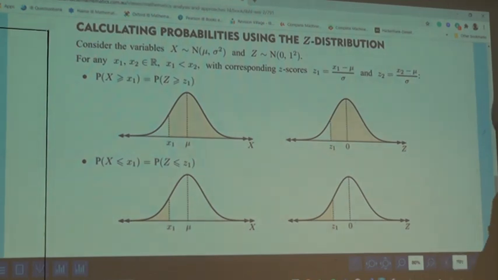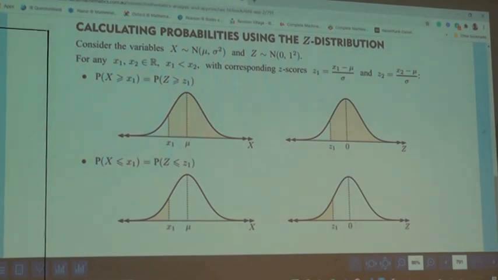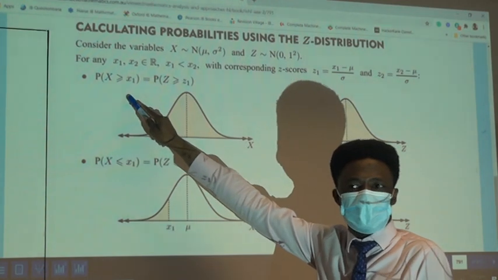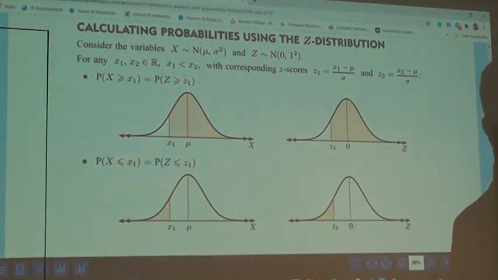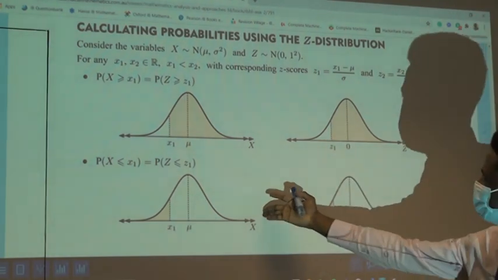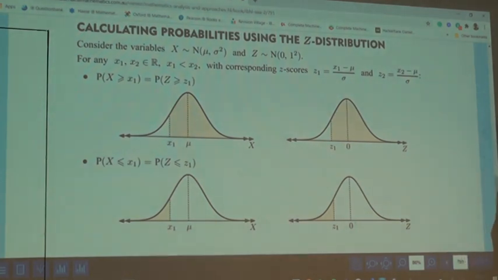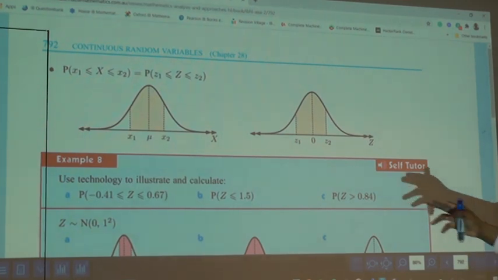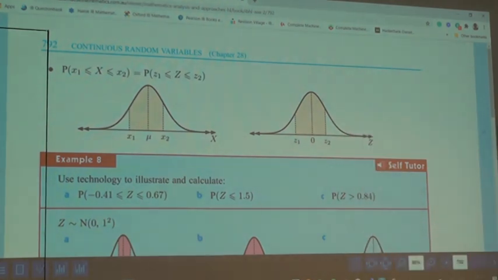What that implies is that if x1 is less than x2, we expect z1 to also be less than z2 by extension. As a result, if you want to find the probability that your number is greater than x1, it is as good as the probability that z is greater than z1. And vice versa, if you have less as well. So you see, these are the two. The only difference is this is mu and this is 0. Understand? And if it is a range between x1 and x2, it's as good as calculating between z1 and z2 as well.